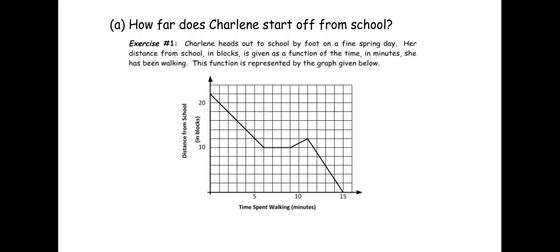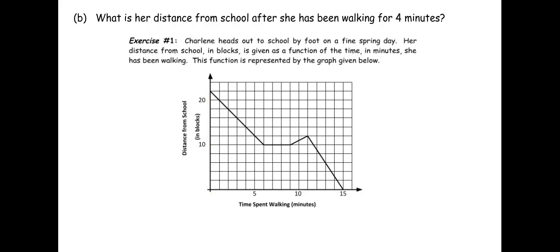So let's look at part A. Part A says, how far does Charlene start off from school? So you start at 0, and then you look up to the top where the graph starts, and the corresponding y value would be 22 blocks away. Next, what is her distance from school after she's been walking for 4 minutes? So you look down at the x-axis, you scroll over for 4 minutes, and then you look up on the corresponding part on the graph, and you're going to go over to the y-axis and see how far it is. And that would be 14 blocks.